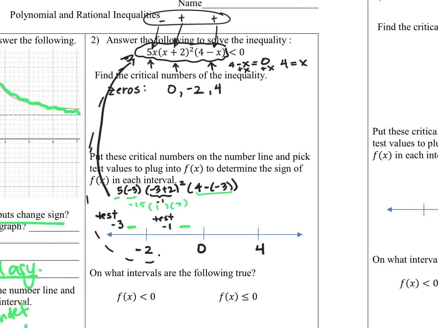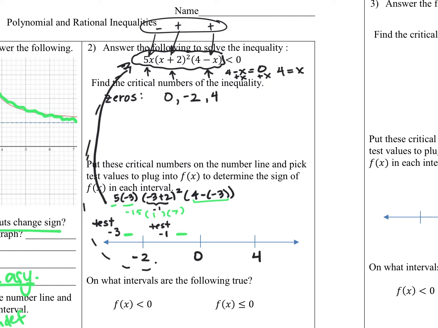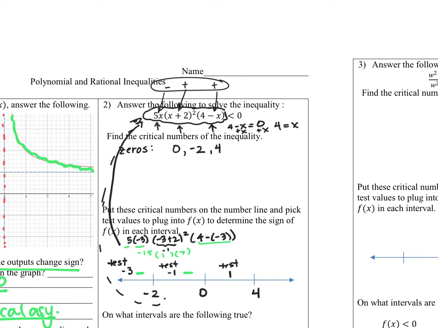So then the next thing we have is to test something between 0 and 4. So to test that, let's try 1. So again, we go up and we're just kind of thinking about signs. That's all we really care about. Are we going to get a negative or a positive result? So if I plug a 1 in, we're going to get a positive. 5 times 1 is a positive. 1 plus 2, that's a positive. 4 minus 1, that's also a positive. Everything's positive. We're going to get positive in that little interval.